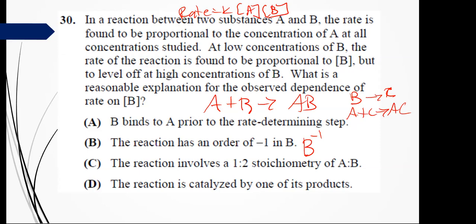Now, if it was a stoichiometry of 1 to 2, then that means that as B got bigger, the rate should get even bigger. So it can't be that. And if it was the other way, we know that you're right. If it's B to the -1, as B gets bigger, then it kind of levels off. The problem, though, is that when B is small, it shouldn't be proportional to it. It would have to be the other way.